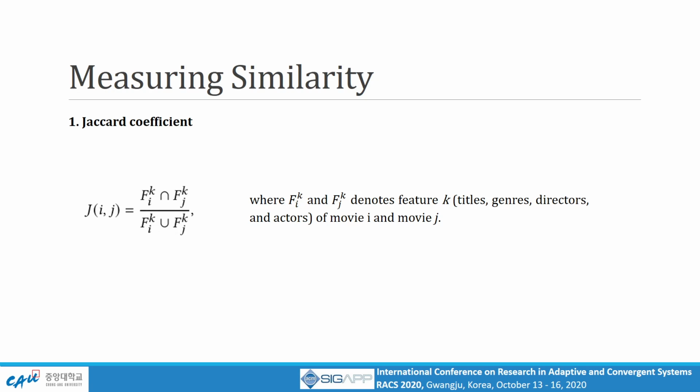The Jaccard coefficient, which is a common index for binary variables, is defined as the quotient between the intersection and the union of the pairwise compared variables among two objects. For example, look at the equation. Fi and Fj denote the feature keys. The feature keys include the title, genre, director, and actor of the movie i and movie j.